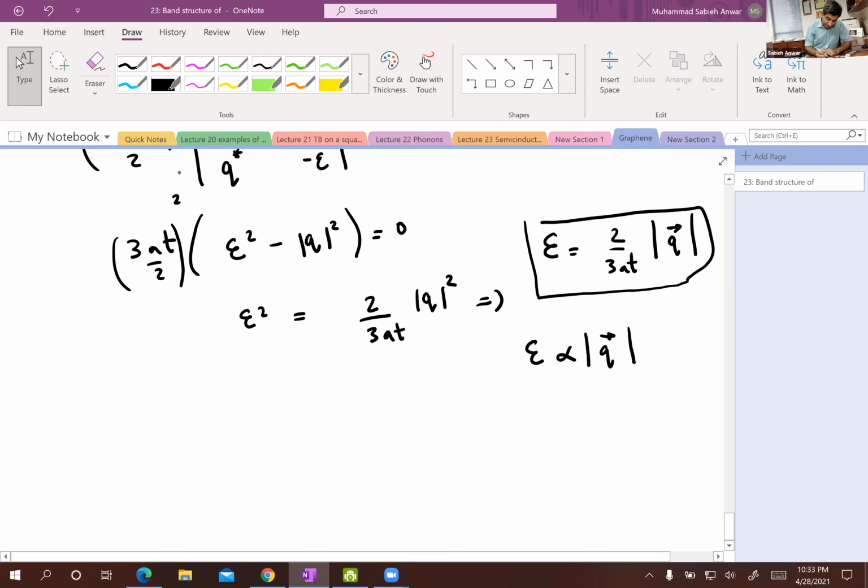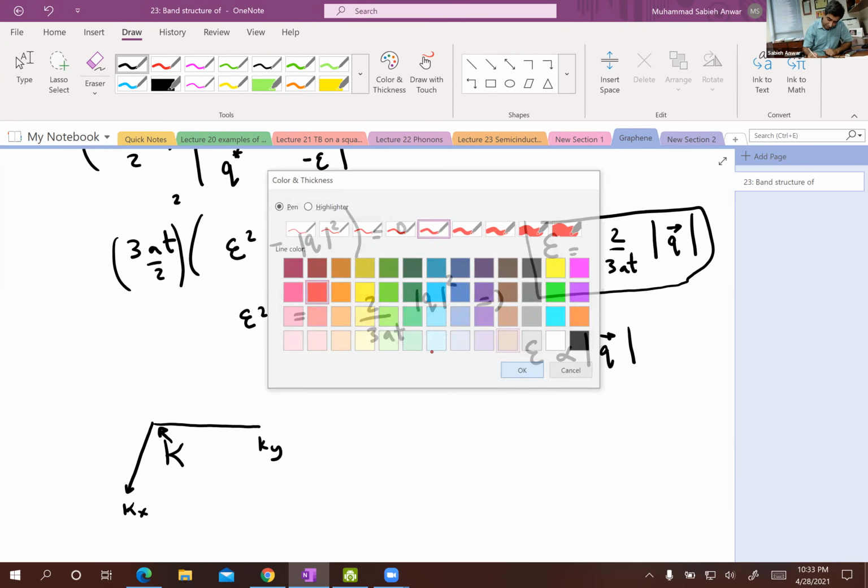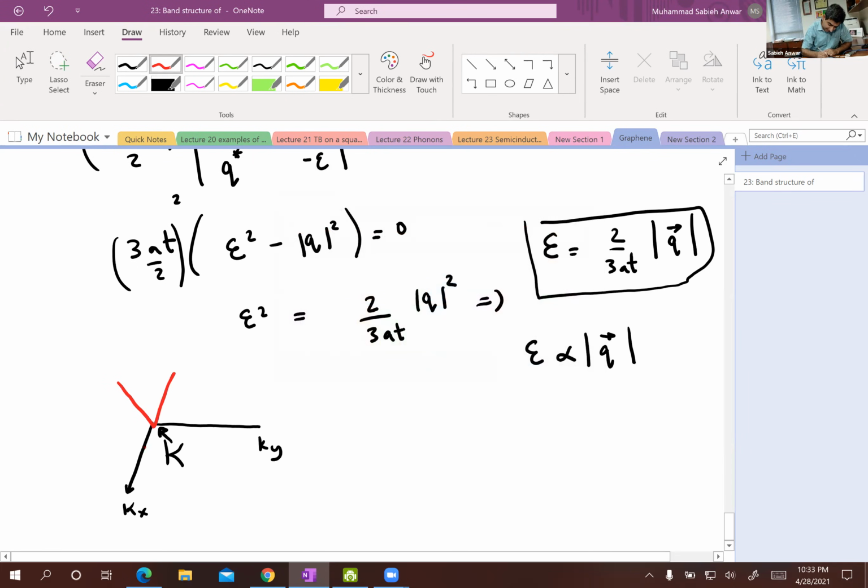So if I were to plot this dispersion relationship, this is my capital K point, this is my kx axis and my ky axis here. The dispersion relationship is going to be linear here. As I go along in kx and ky, the energy goes linearly. So it's like two cones touching one another, and their tips are intersecting at the Dirac points. And likewise, I'll have a similar relationship at the K prime point as well.